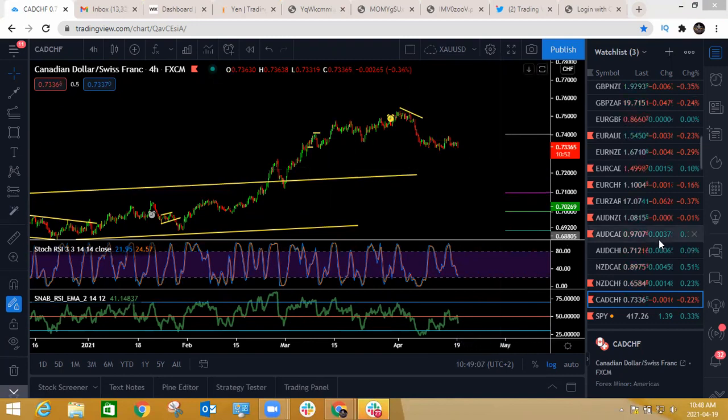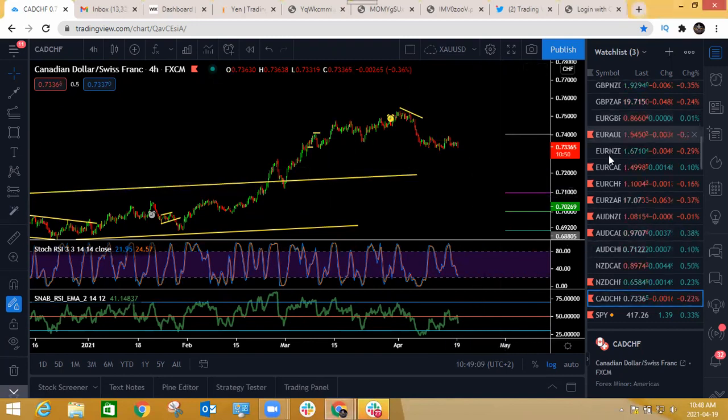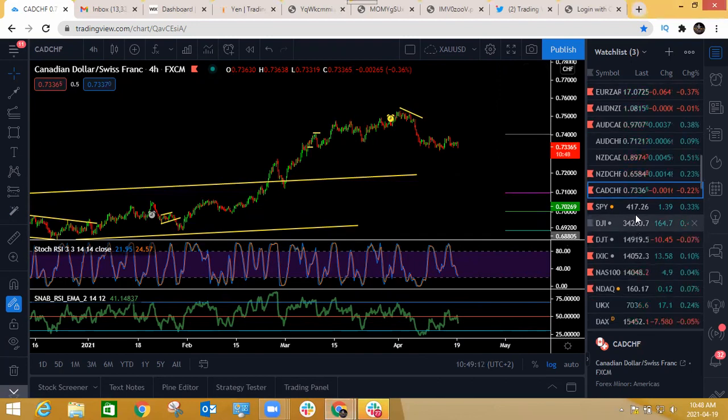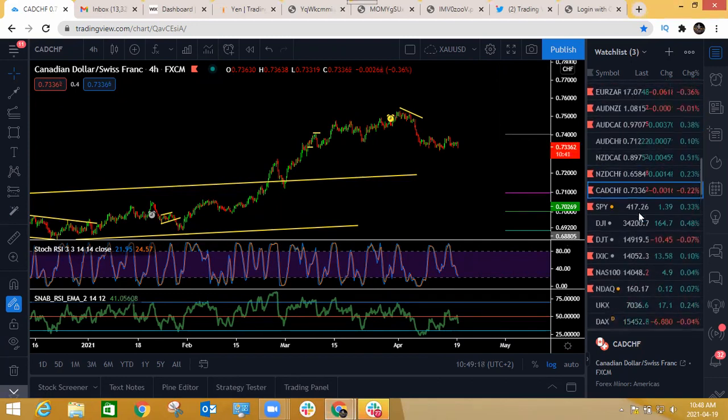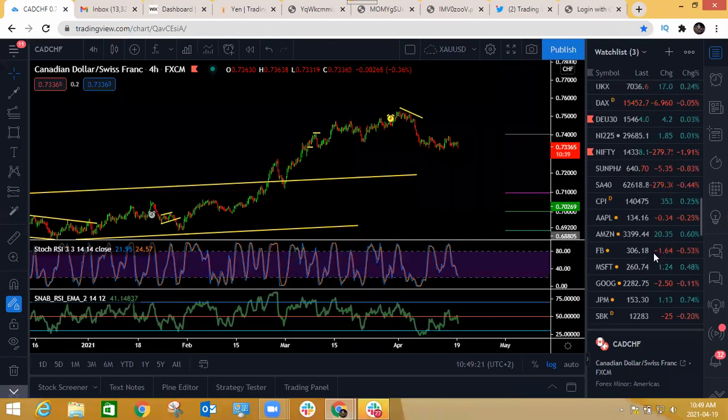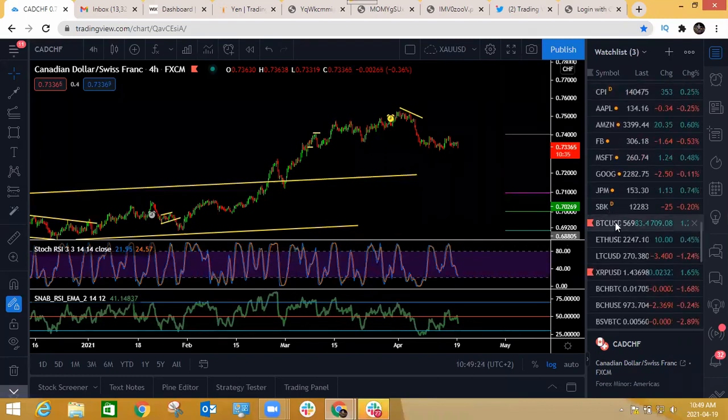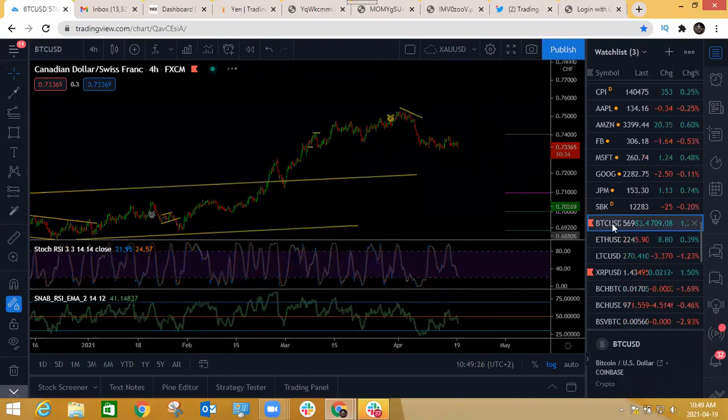Let's go to the cryptocurrencies. I'm not going to go through the indices. As you know, the story with the indices has not changed. S&P 500 at 417. Nothing has changed from yesterday until today. I want to go through the cryptocurrencies.